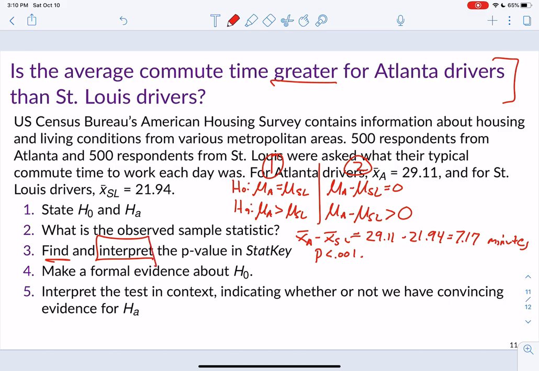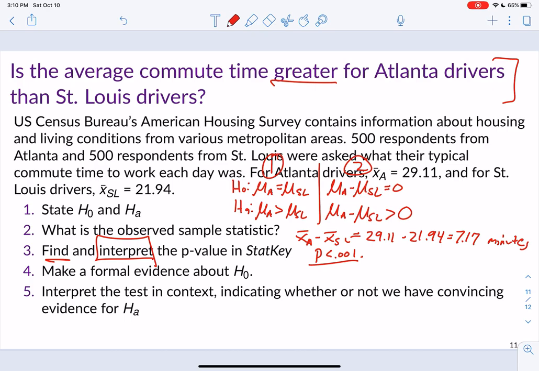Okay. So we're going to say that, given that there is no difference in the average commute time for drivers in Atlanta and St. Louis, the probability of observing a difference in means of 7.14 or greater is less than 0.001. So given that the null hypothesis is true, the probability of observing a sample statistic as extreme or more than that observed is less than 0.001.